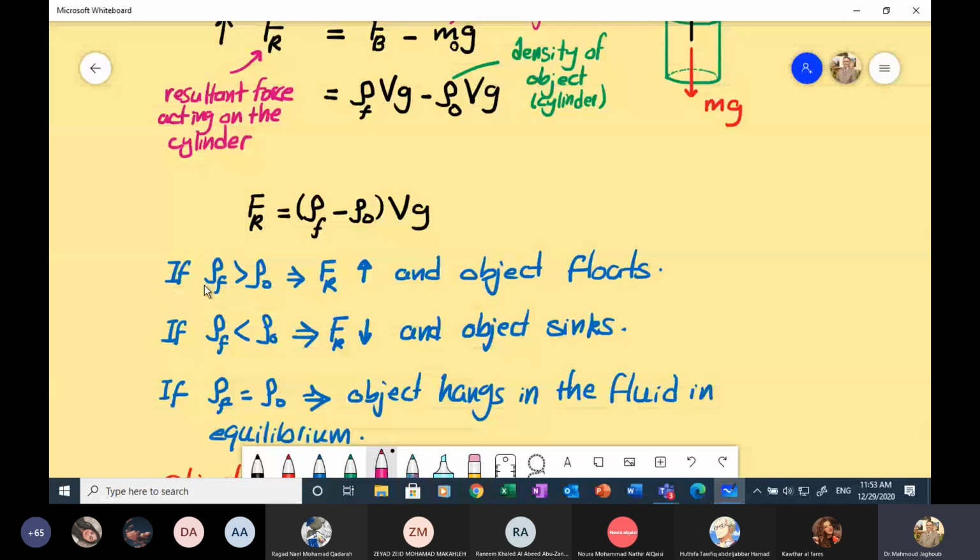I have summarized this here. If rho fluid is greater than rho object, the resultant force Fr is upwards and the object floats. If rho fluid is less than rho object, like iron and water, the resultant force is downwards and the object sinks. It means that the weight is greater than the buoyant force. That's why a nail sinks in the river or in the sea. A nail will sink, but a log of wood, for example, a piece of wood, will float. A piece of plastic will float.